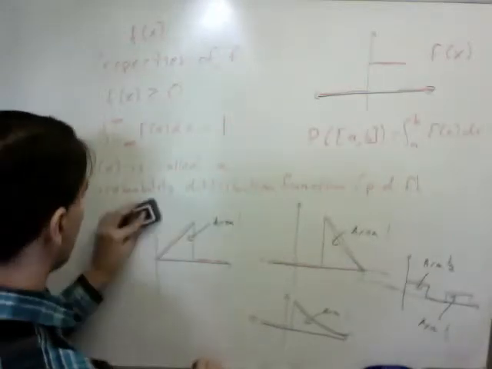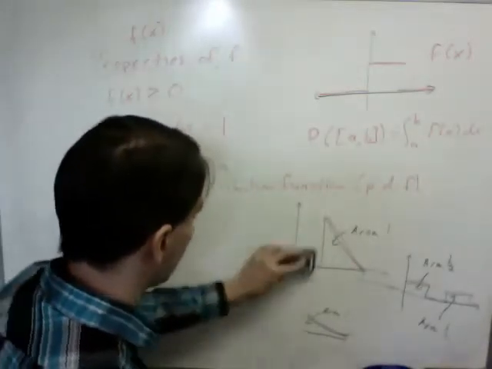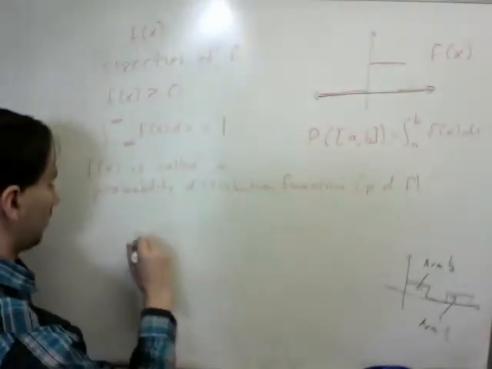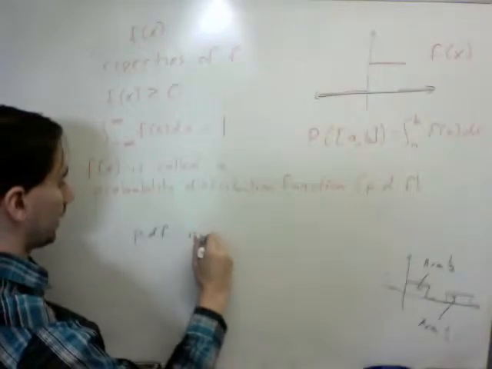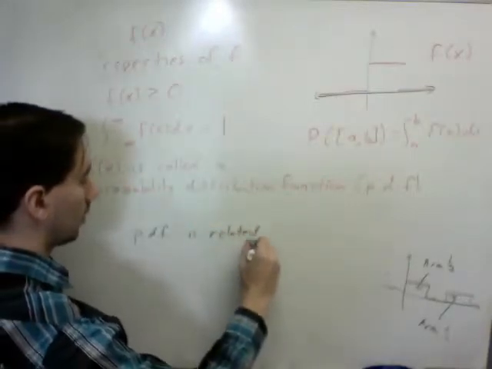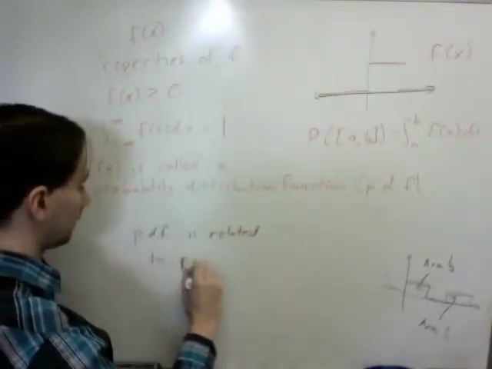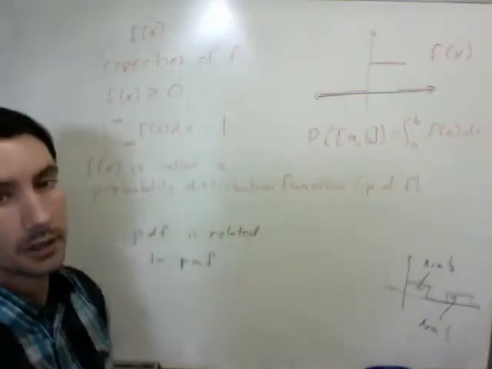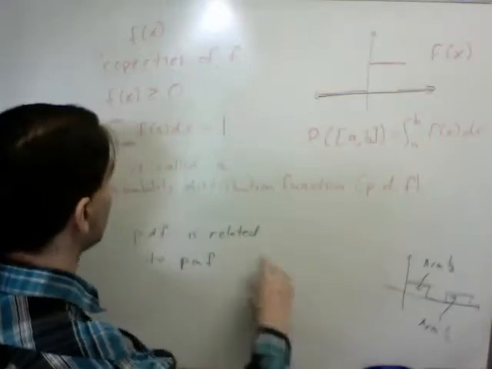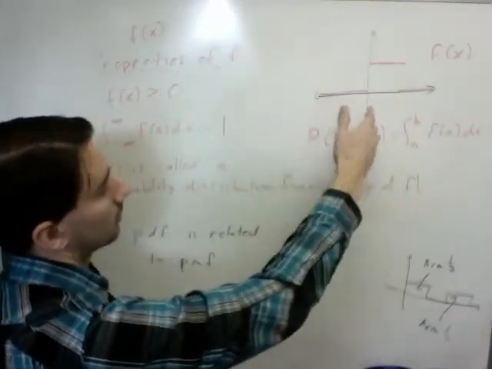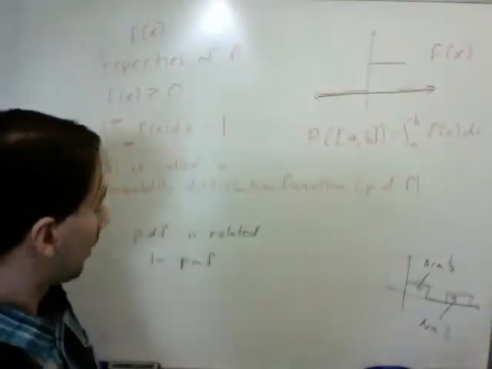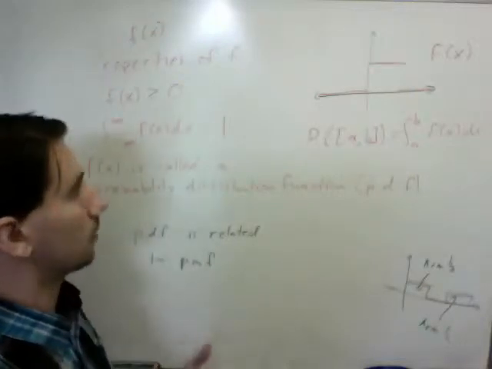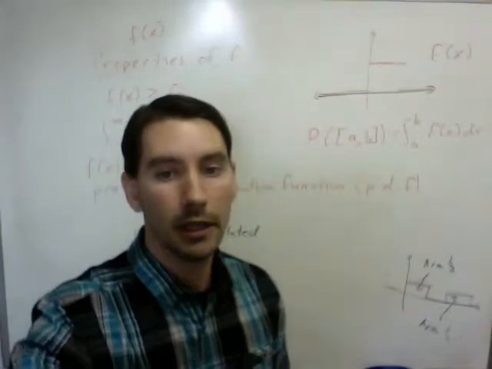I'll just note here that the PDF is related to the PMF. Remember, the probability mass function was the amount that we put on each scale. Here we still have a sequence of scales, but not a sequence actually, it's a whole continuum of scales. And so it is different, but it's related, and we'll see some more relations in the future in the class.